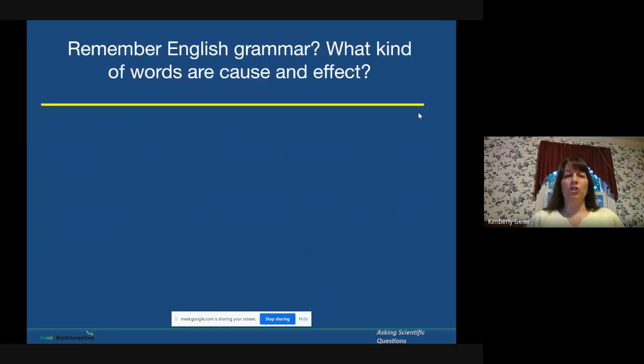So now we're going to jump to English. Just for a moment, you're probably thinking, what? This is science. But just for a moment, think about English. What kind of words are cause and effect? Cause and effect are the subject and the object.